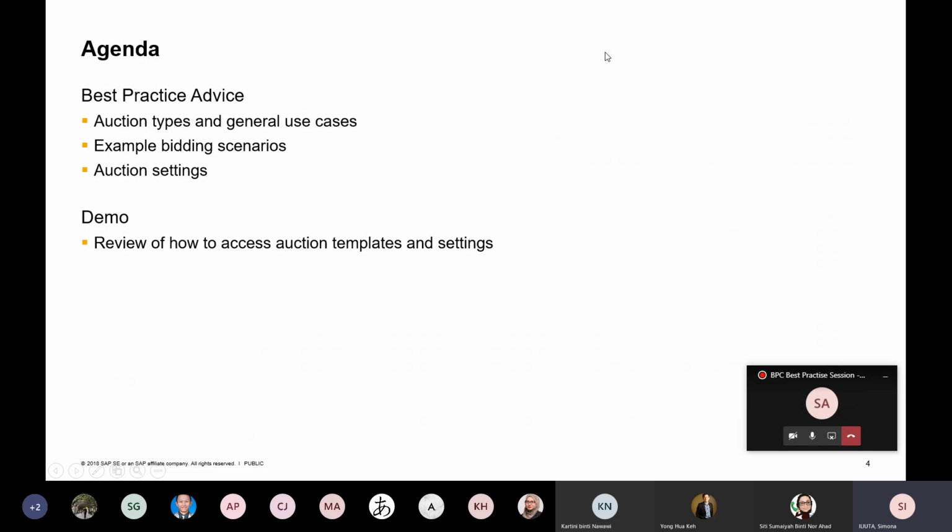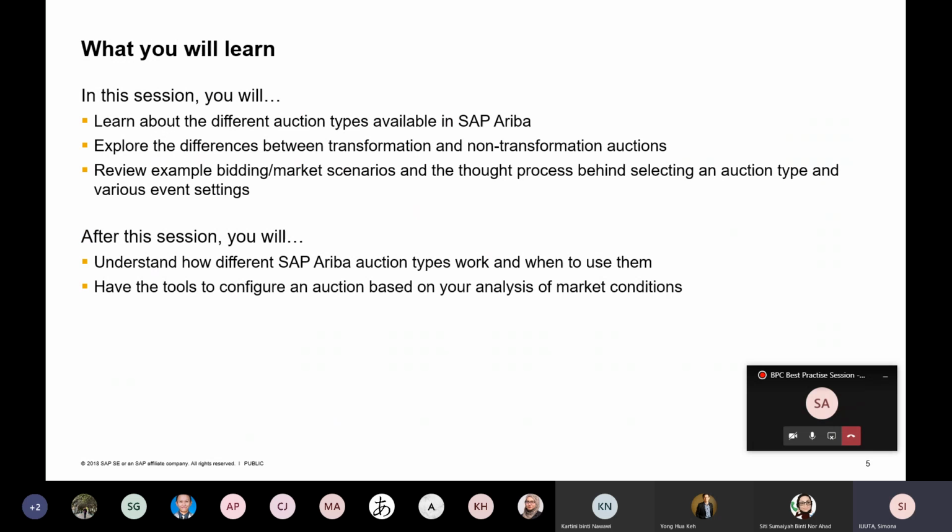So the agenda for today is very short, I would say. I'm going to take you through the auction types and some general use cases. I'm going to provide you some example bidding scenarios and auction settings. And if we have time, I would like to be able to review the auction templates and the settings to see a little bit what you guys have available in your realm.